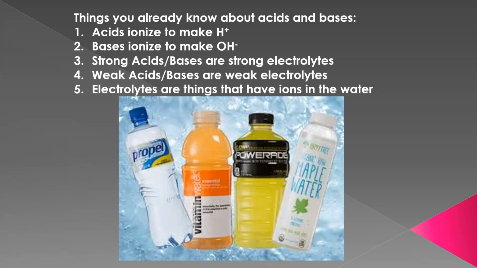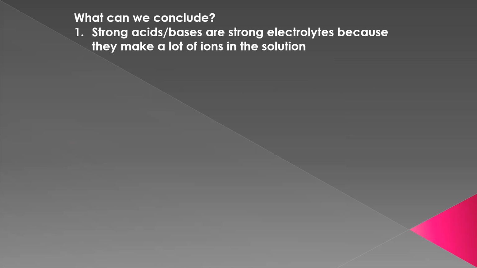We now know what acids ionize to form, what bases ionize to form. And we know there's two ways they can go about that. They can form a lot of ions, they can form a little bit of ions. So electrolytes are things that have ions in them. A strong electrolyte then has a lot of ions, a weak electrolyte has just a few. So what we're going to conclude is that strong acids or strong bases are strong electrolytes because they make a lot of ions.